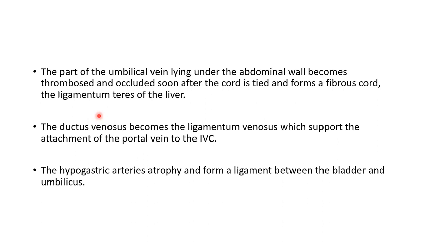The part of the umbilical vein lying under the abdominal wall becomes thrombosed and occluded soon after the cord is tied and forms a fibrous cord. This fibrous cord is called the ligamentum teres of the liver. The one that connects the umbilical vein to the IVC, which is the ductus venosus, will now become the ligamentum venosum.